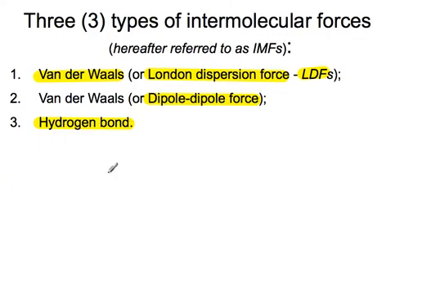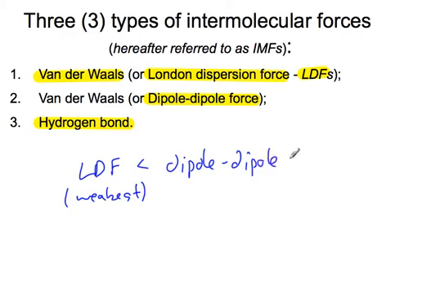And we can order these in terms of strength. And again, you may be familiar with it. London dispersion forces are the weakest intermolecular force. Dipole-dipole forces are stronger than London dispersion forces, but they are weaker than hydrogen bonds. So hydrogen bonds are considered to be the strongest intermolecular force.